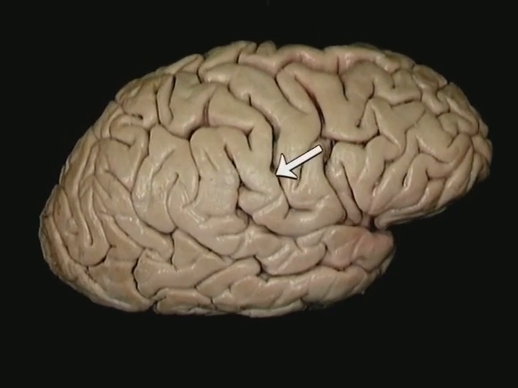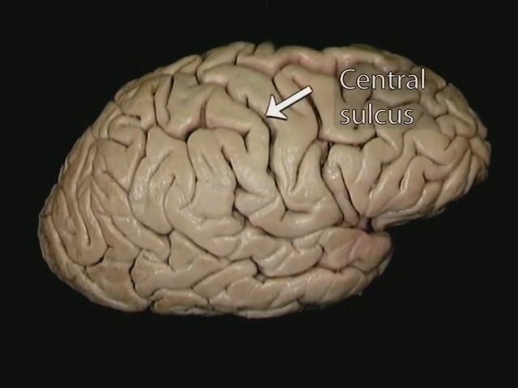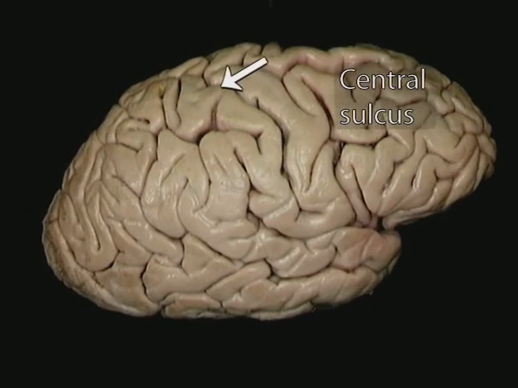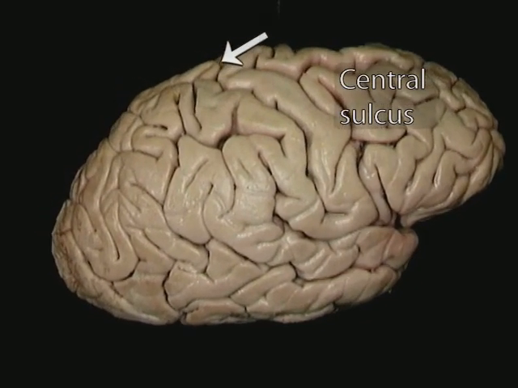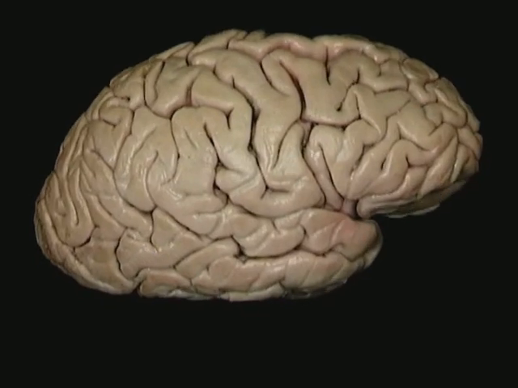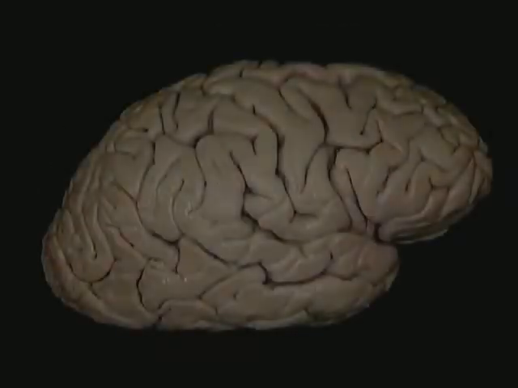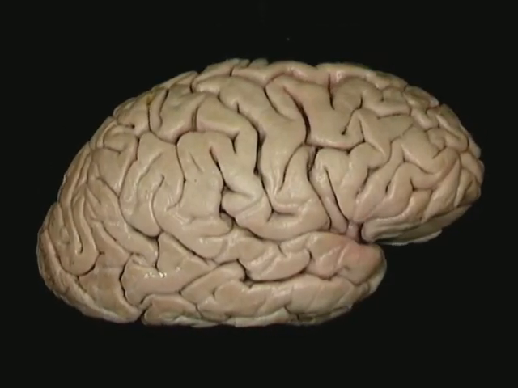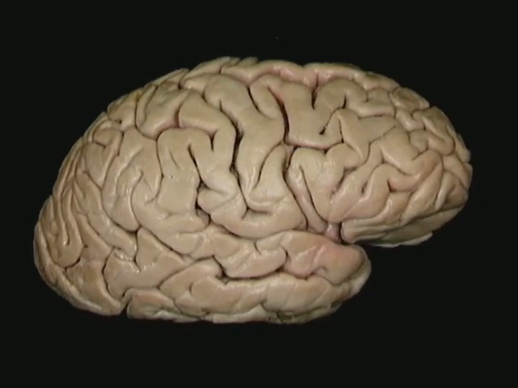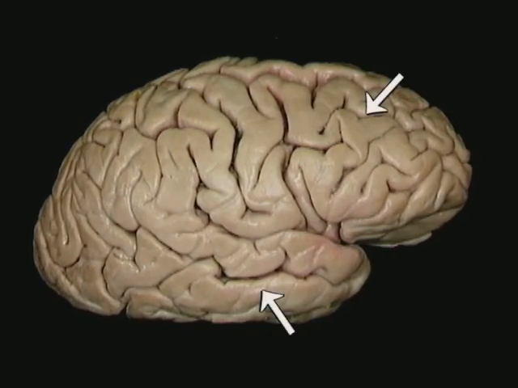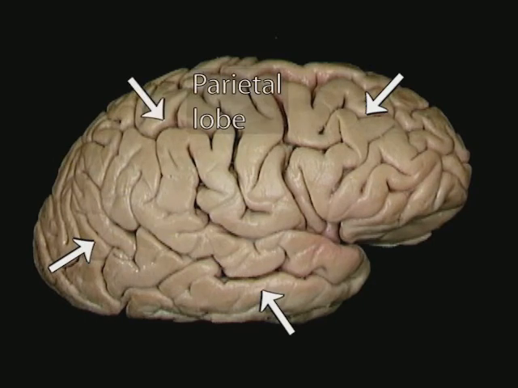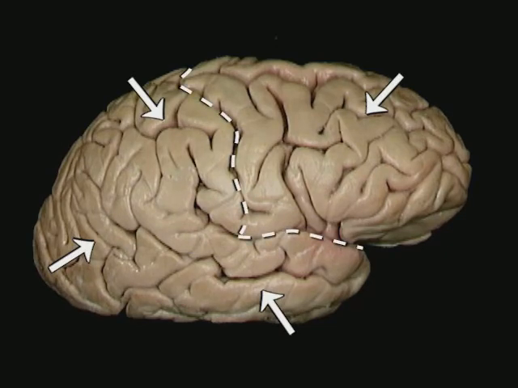This long sulcus running upwards and backwards is the central sulcus. It's the only one that runs all the way to the medial surface of the hemisphere. The cerebral hemisphere is described as consisting of four lobes: the frontal, temporal, and occipital lobes that we've mentioned already, and the parietal lobe. Between the frontal lobe and its neighbors, the central and lateral sulci form natural boundaries. The other boundaries are somewhat arbitrary.